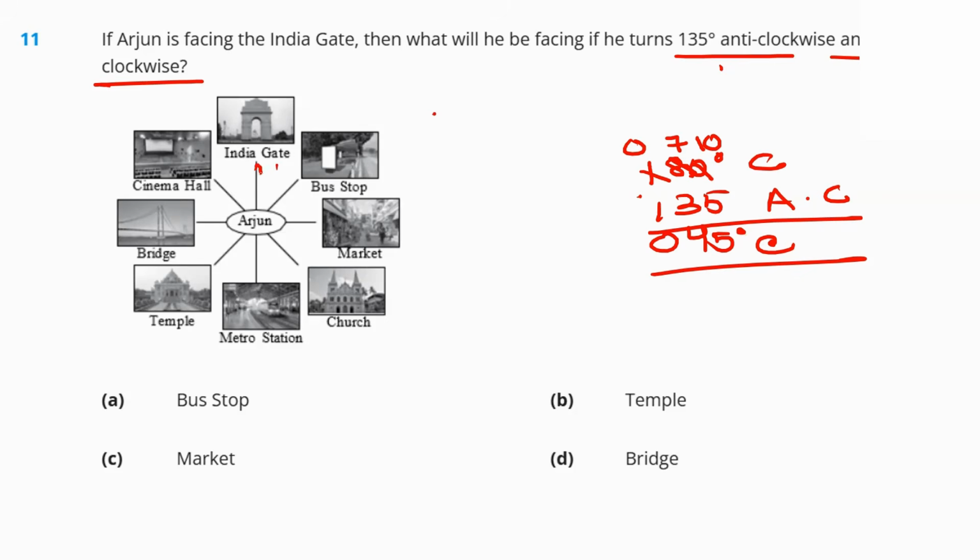Okay, so since the figure is divided into 8 portions, each portion represents 45 degrees, because the entire 90 is bisected into 2 parts, so each part represents 45. Facing India Gate, 45 degrees clockwise means he'll turn towards his right. That means he'll be facing the bus stop now. Option A is the answer.